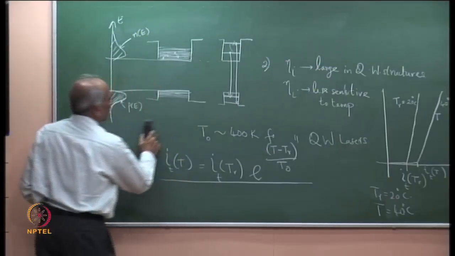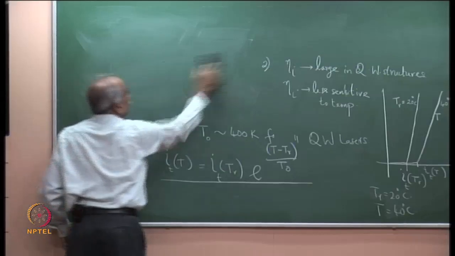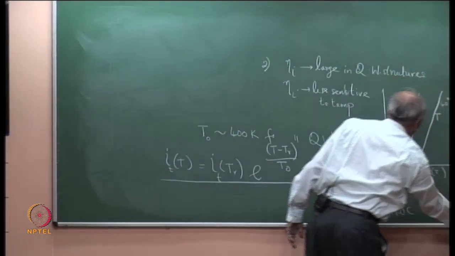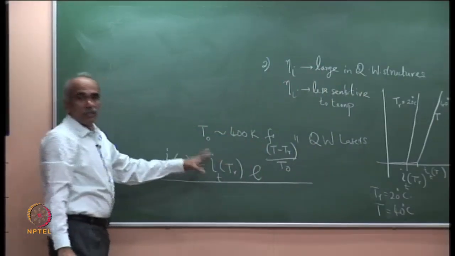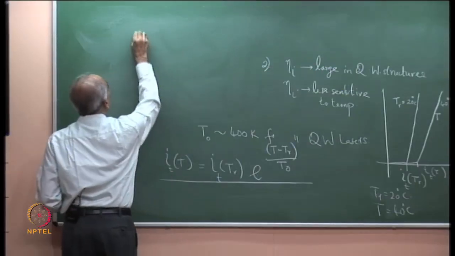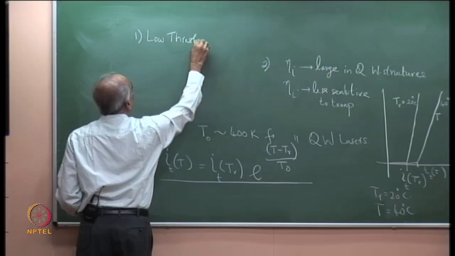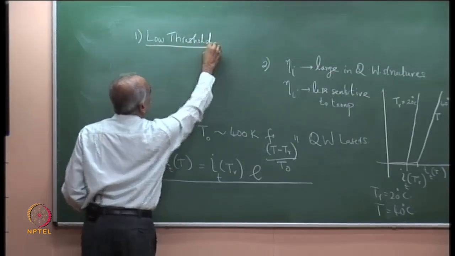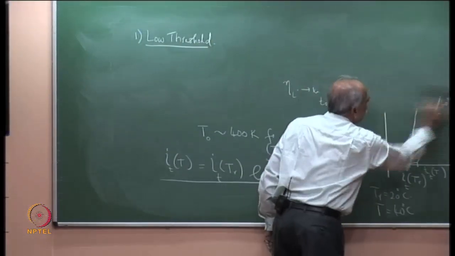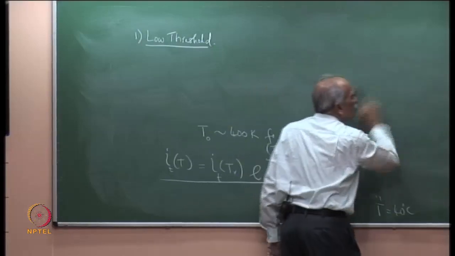Yet another feature of quantum well structures is, so I had written low threshold, and the second one is less temperature sensitive. I have described first the less temperature sensitive aspect. Low threshold, why do we have low threshold? Low threshold, the first point. Let me now discuss the first point. Why do we have low threshold?